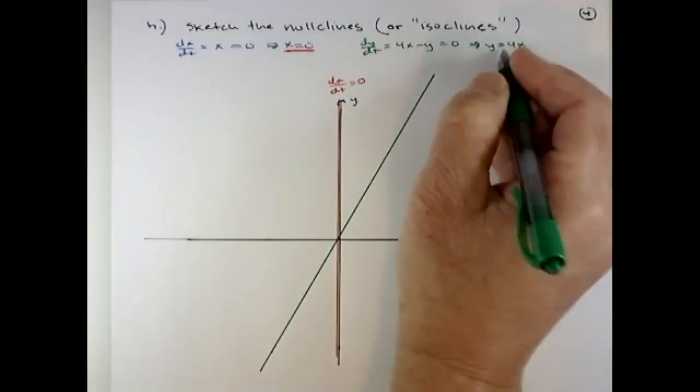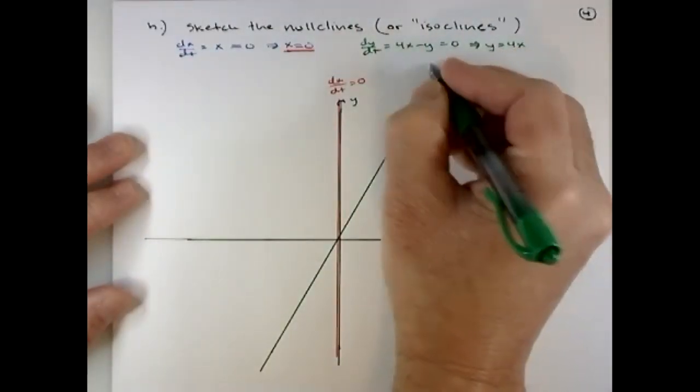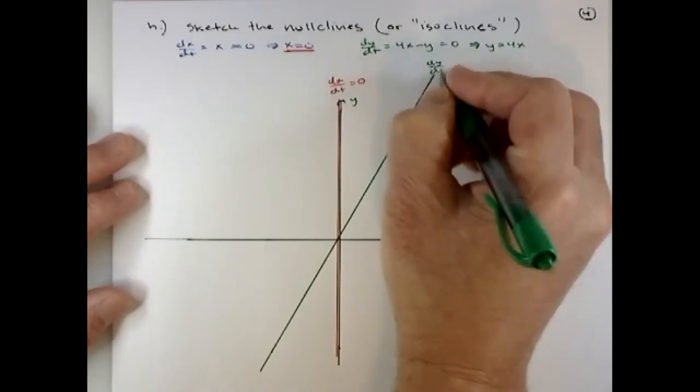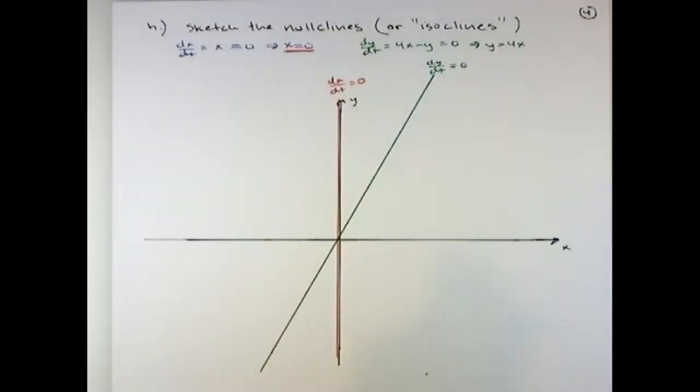Okay, so this is the nullcline y equals 4x, which again is every point on here where dy/dt should equal 0. Now what we can also do, we're going to add to our graph, is our eigenlines, our eigenvectors, which we're going to extend into eigenlines.